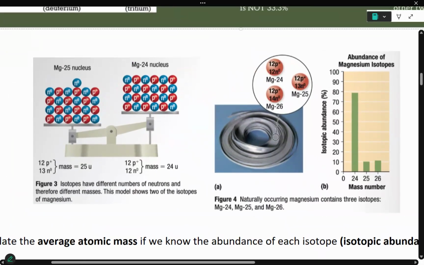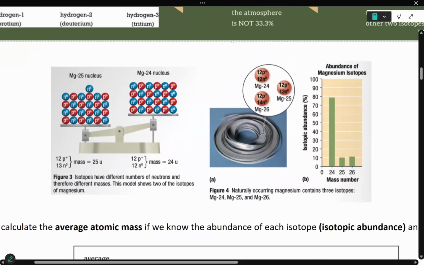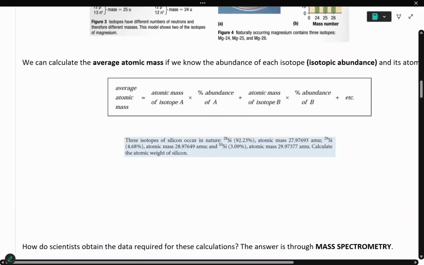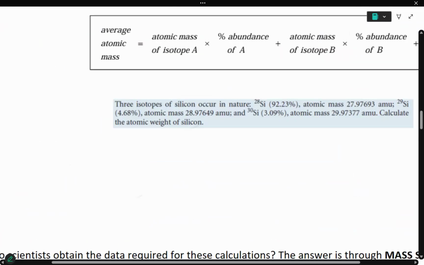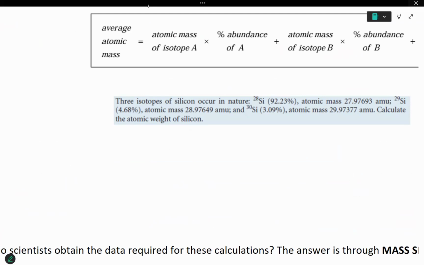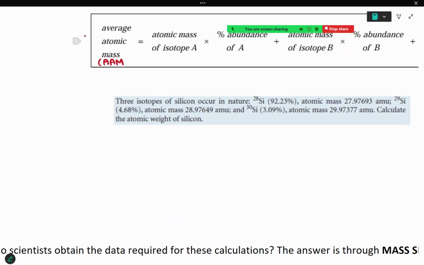All right, and here's just a bit of a picture if that helps. You can see how the weights might differ from each other because there are extra neutrons or fewer neutrons and so forth. And the calculation that we learned for calculating average atomic mass was the following. I'm going to write AAM for average atomic mass.